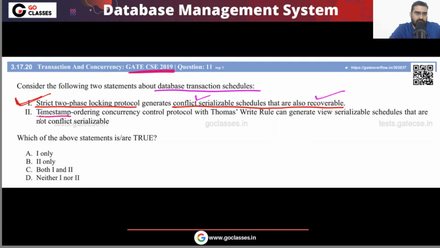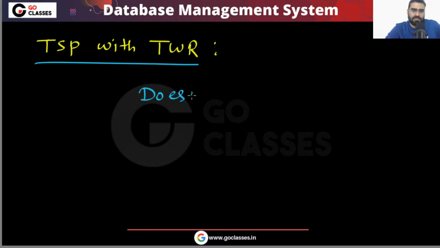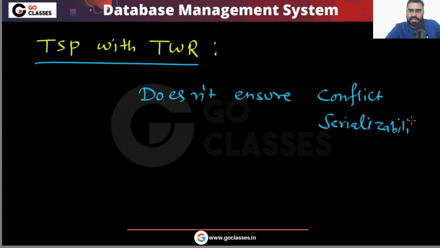Now, what about the next? Timestamp ordering concurrency control protocol with Thomas Write rule can generate view serializable schedules that are not conflict serializable. This is also correct. I told you that Thomas Write rule does not ensure conflict serializability. This we have already seen in the last lecture: the timestamp protocol with Thomas Write rule doesn't ensure conflict serializability.